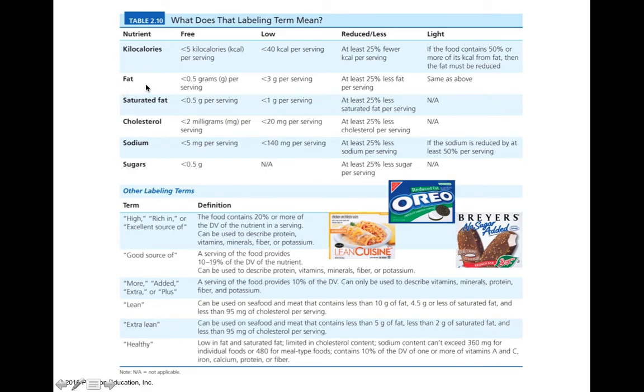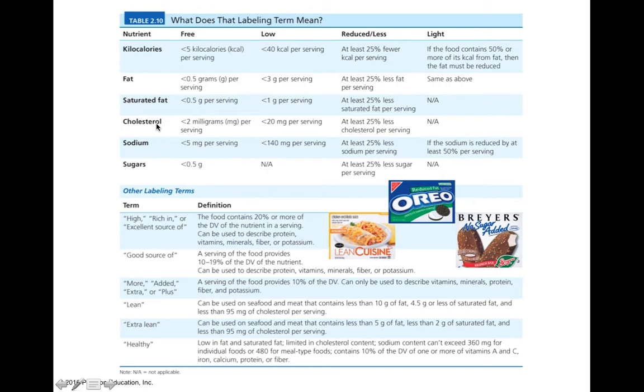All right, so when you're looking at fat, free is going to be a half gram per serving or less, low is 3 grams per serving or less, and 25% less fat per serving than the original would be considered reduced or less. Then light would be the same: if it has 50% of its kcal from fat, the fat has to be reduced. All right, and so that's for each one of these.